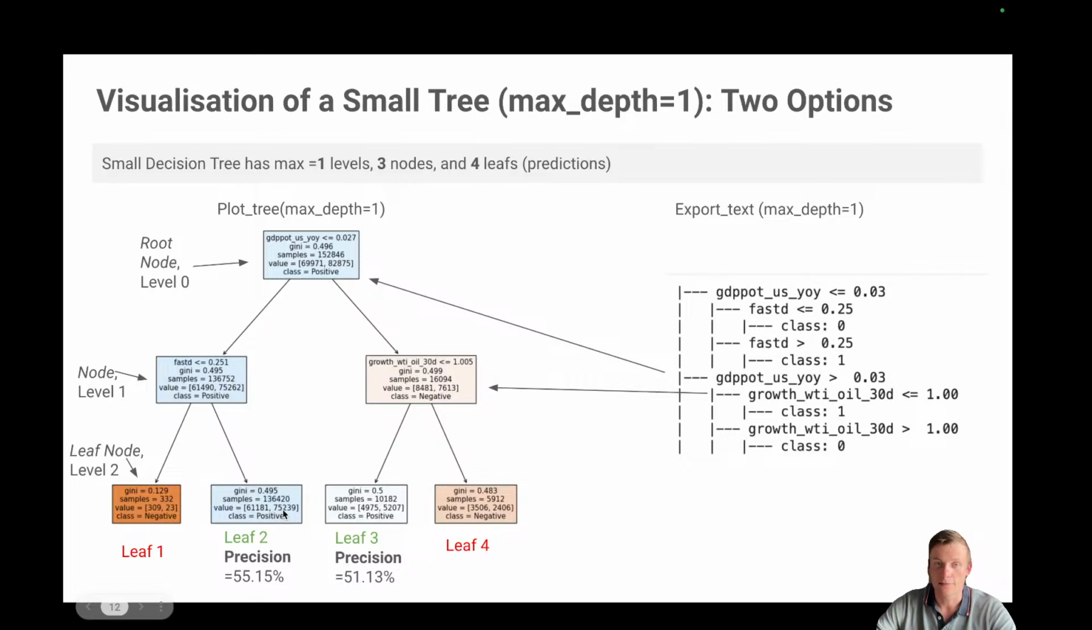So I divided 75,000 correct predictions of class 1 by the total number of samples, 136,000, and I got this 55%. So if you end up in this leaf number 3, I have a different precision of 51%, but the model by default will say that it is a positive class as well. And leaf 4, it's a negative class.